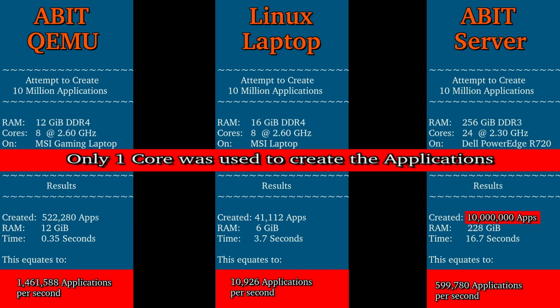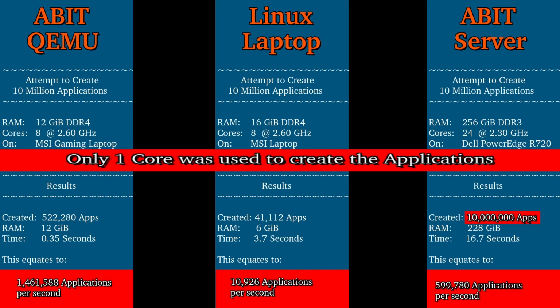This is a summary of the 3 videos we just saw. We have A bit QEMU, which created just above 1.4 million applications per second. We have the Linux laptop, which created just under 11,000 applications per second. And we have the A bit server, which created just under 600,000 applications per second.